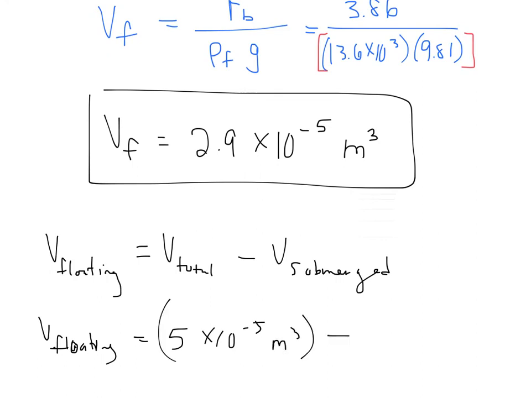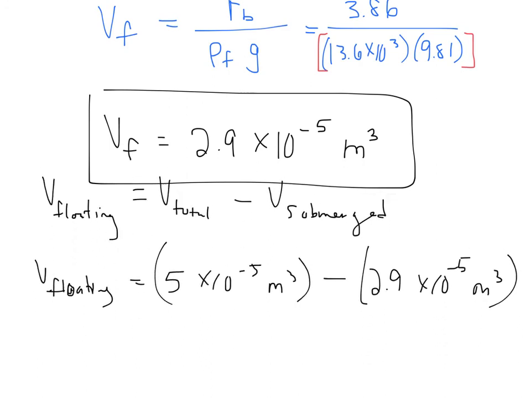Minus the submerged volume of 2.9 times 10 to the negative fifth cubic meters. You see why Archimedes' principle is so important? If we didn't know that the fluid displaced is equal to the volume submerged, this 2.9 has to go here. We wouldn't be able to do this without that. So you're going to get 2.1 times 10 to the negative fifth.